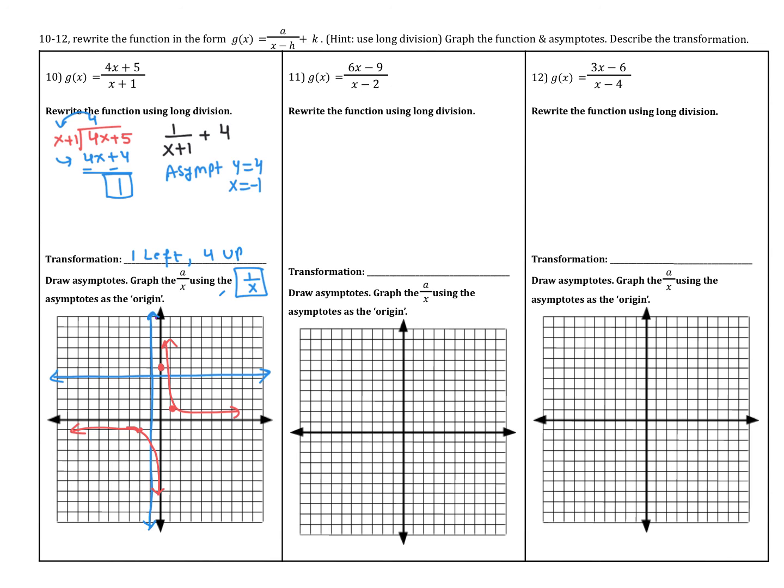So my graph is going to look like this. Similarly, this point is moved 1 2 3 4 units up and 1 unit left.